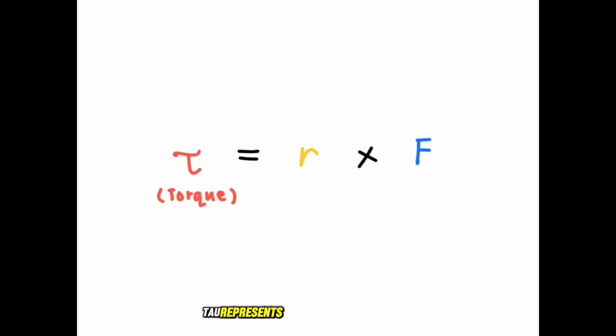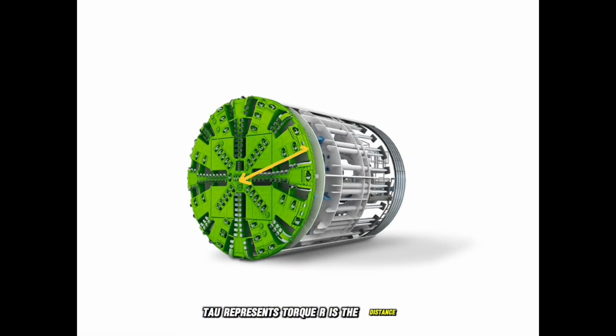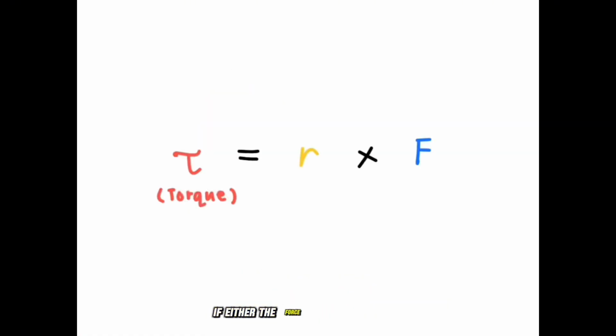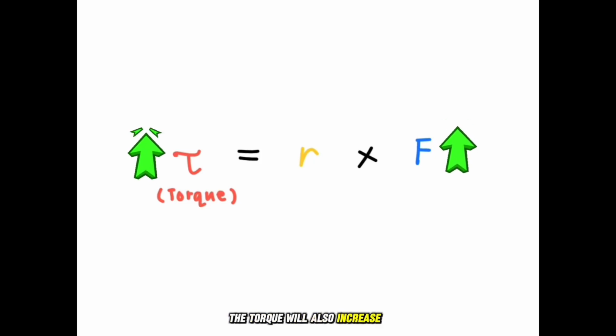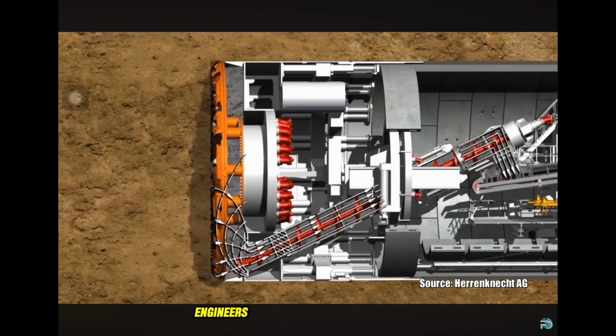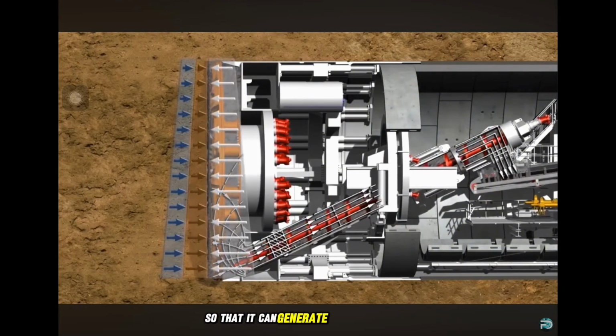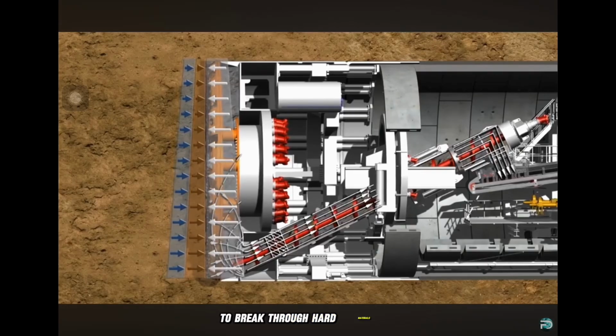Tau represents torque. R is the distance from the center of rotation to where the force is applied, and F is the applied force. Torque depends on two main factors, the amount of force applied and the distance from the center of rotation. If either the force increases or the distance increases, the torque will also increase. In the tunnel boring machine, engineers design the cutter head with a large radius so that it can generate greater torque to break through hard materials.